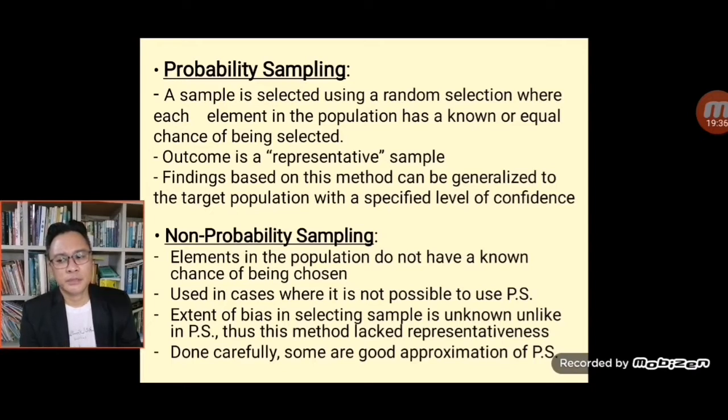Non-probability sampling. Non-probability sampling ni, if you think that the data is not crucial as compared to probability. Non-probability ni sometimes it includes level of bias. Dan bias yang tinggi, ada certain element of the non-probability technique yang introduce bias. But you don't have any choice other than to use it. Yang tu boleh, then you might want to justify in your report. Okay, elements in the population do not have a known chance of being chosen. Used in cases where it is not possible to use probability sampling.